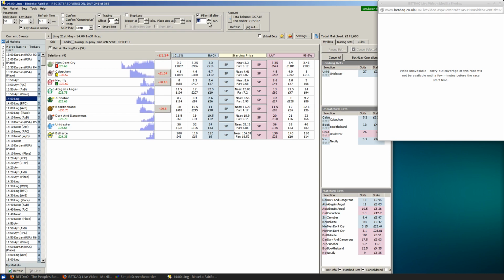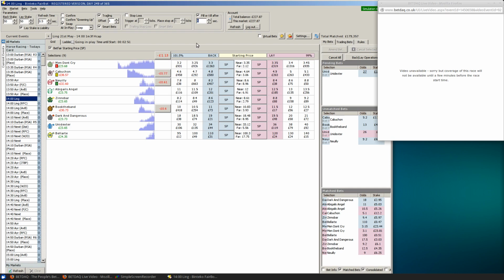Okay, I would tend to suggest anywhere between 5 and 10 seconds is probably the optimum, but that's something that you would need to judge, and that may actually vary depending on the length of the race or the type of race. Again, that's something that you need to experiment with.